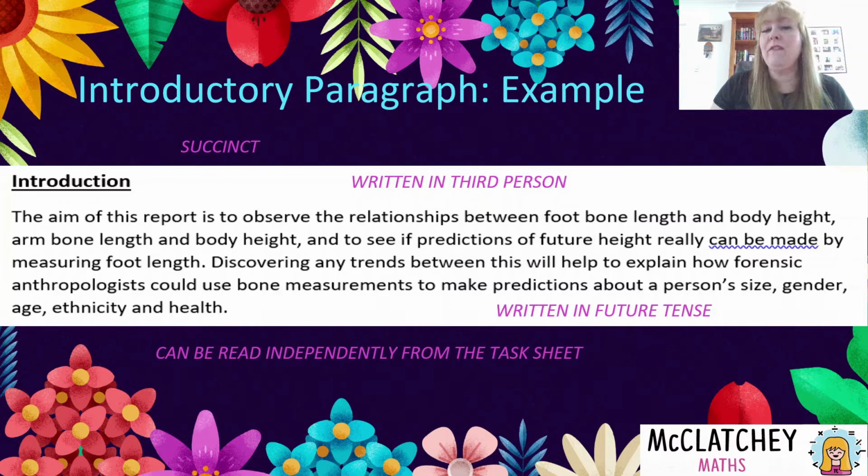You can also read this independently of the task sheet. If you read that yourself and pause and have a read of it, you'll understand straight away that we're comparing relationships between two different types, or actually 3 or 4 different types of bone lengths and someone's body height, and then deciding if we can make predictions. It also relates back to that context in the assignment about how forensic anthropologists use bone measurements to make predictions. So it's a fairly decent introduction.